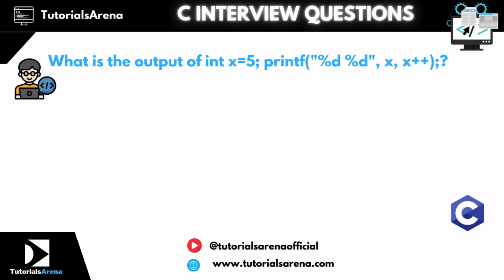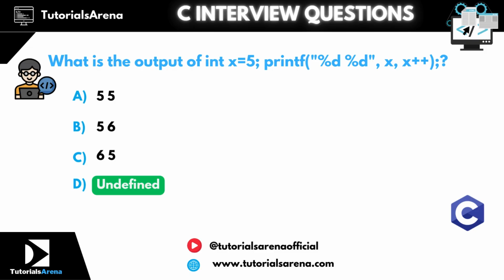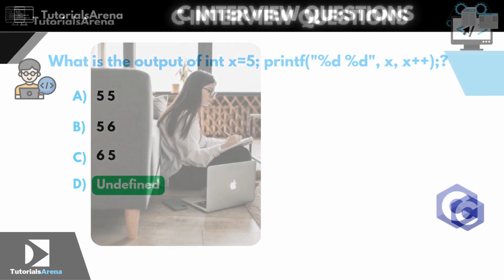Question 65. What is the output of this statement? Option A, 5 and 5. Option B, 5 and 6. Option C, 6 and 5. Option D, undefined. The correct answer is option D, undefined. Moving on to the next question.